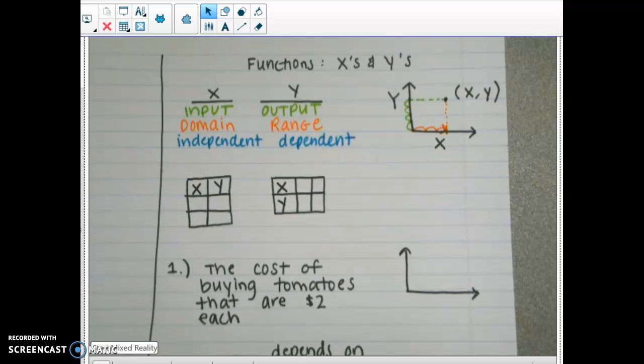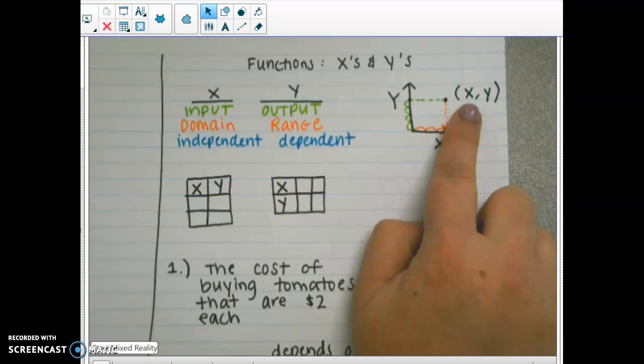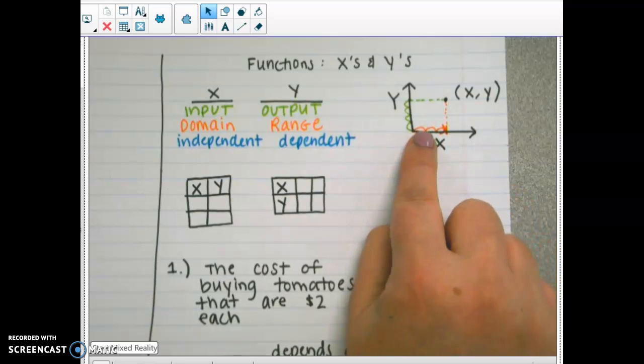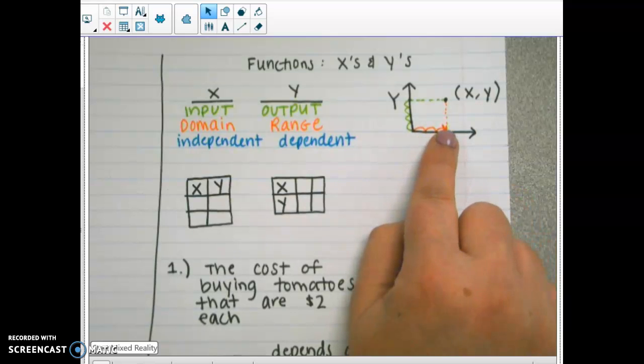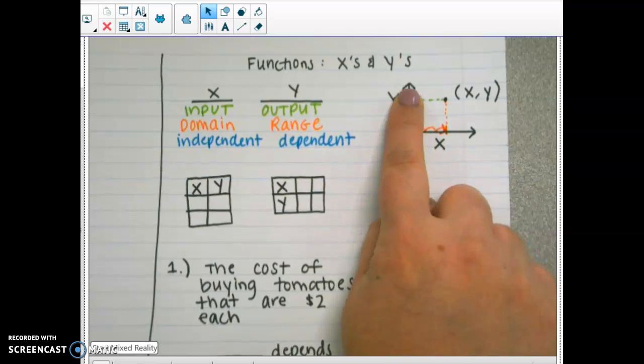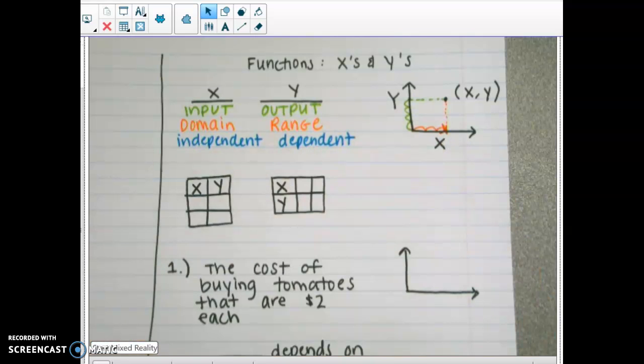So if you remember on a graph, an ordered pair is written with the x number first and then the y number. And so the x number tells you how far to the right or the left, and the y number is how far up or down. And so I only did a positive one, but if you go to the left, it would be negative. If you go down, it would be negative. And that helps us figure out what quadrant to plot points in.